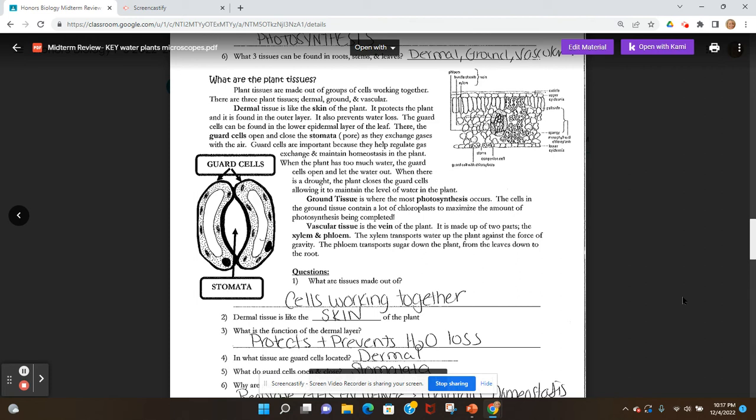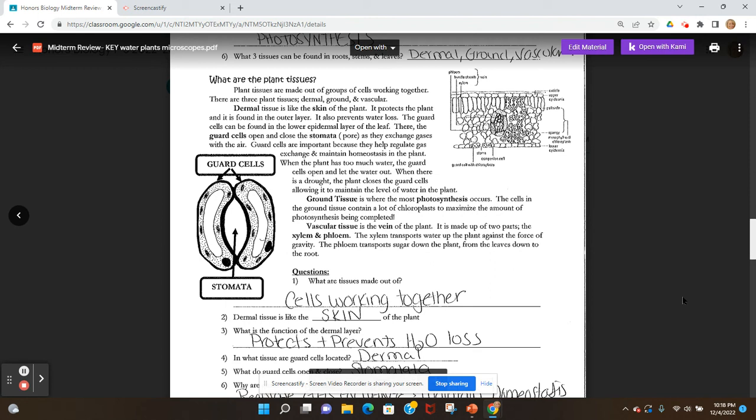Guard cells are important because they help regulate gas exchange and maintain homeostasis in the plant. When the plant has too much water, the guard cells open and let the water out. When there is a drought, the plant closes the guard cells, allowing it to maintain the level of water in the plant. Ground tissue is where the most photosynthesis occurs.